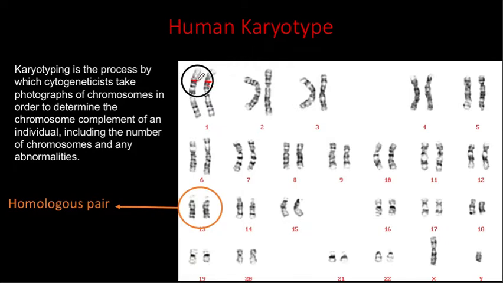Perhaps your father has black hair and your mother has blonde hair. You may end up with something in between, brown hair. It depends on what characteristics, what trait you're talking about. But for each of the pairs, you'll find the same genes at the same location.